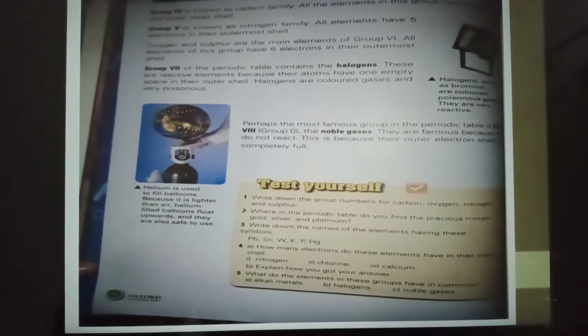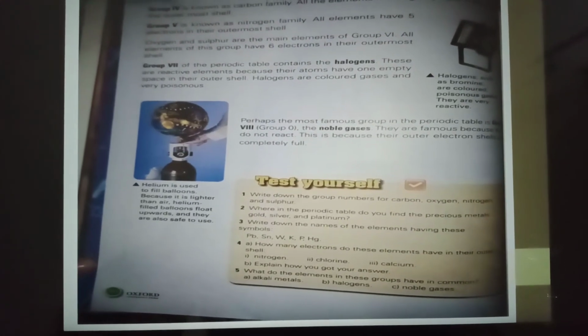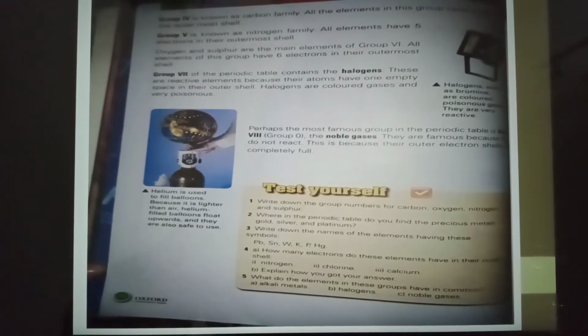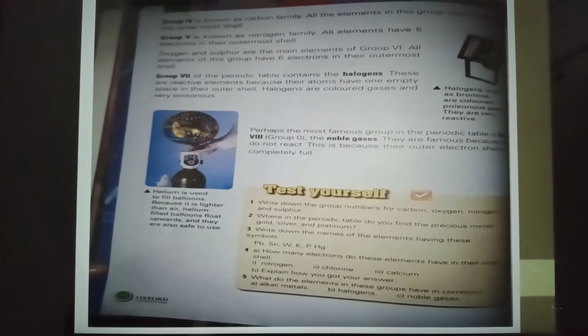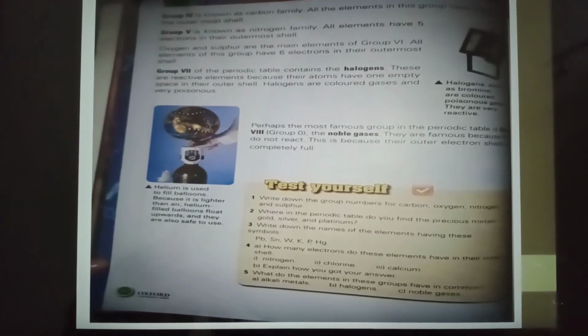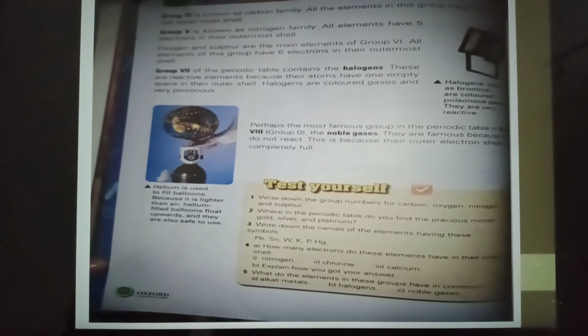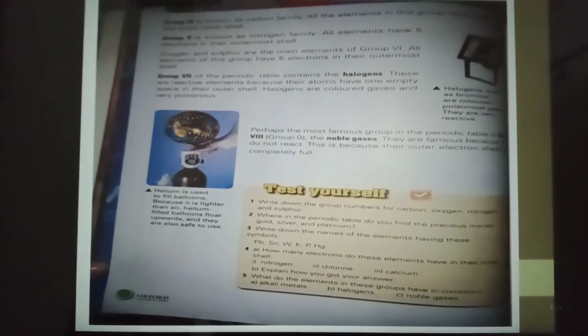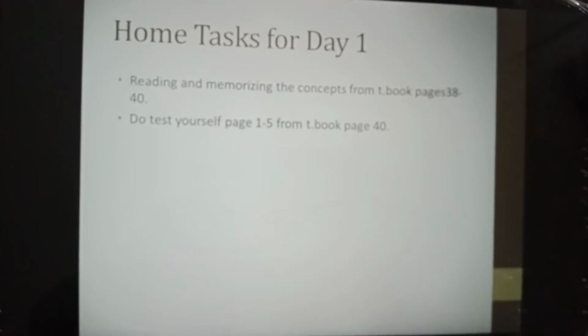And the last ones are noble gases, which are most famous in the periodic table. They are famous because they do not react. This is because their outer electron shells are completely full.